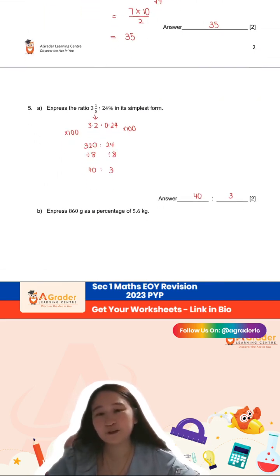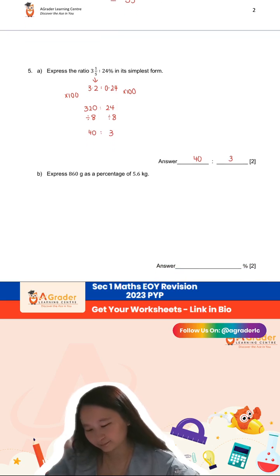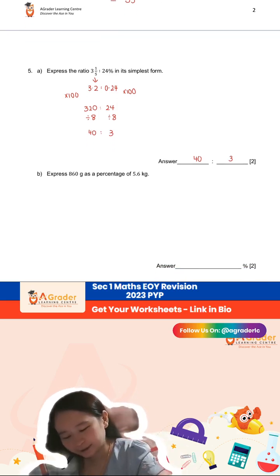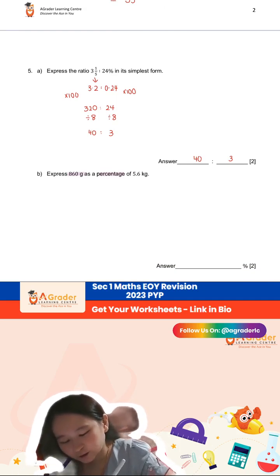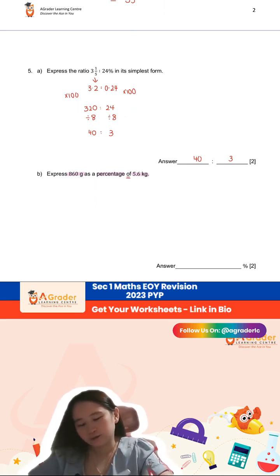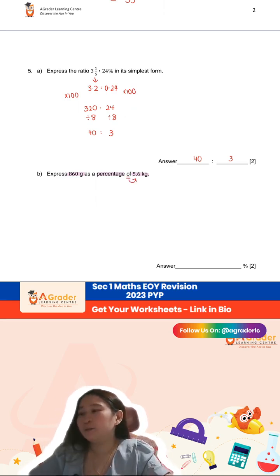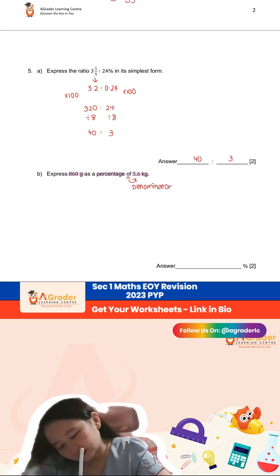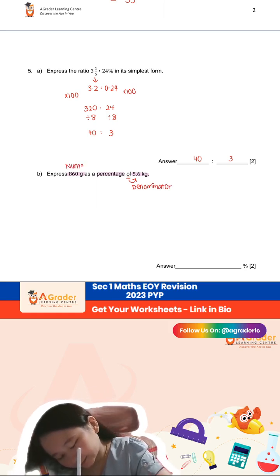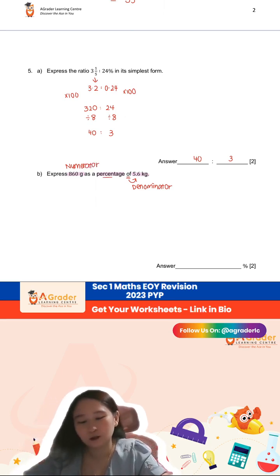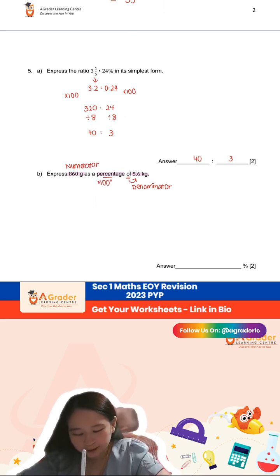Okay, can we move on to 5B? Express 860 gram as a percentage of 5.6 kg. So the number behind "of" will be your denominator. This will be your numerator. When they ask you to leave as a percentage of, you multiply by 100%.